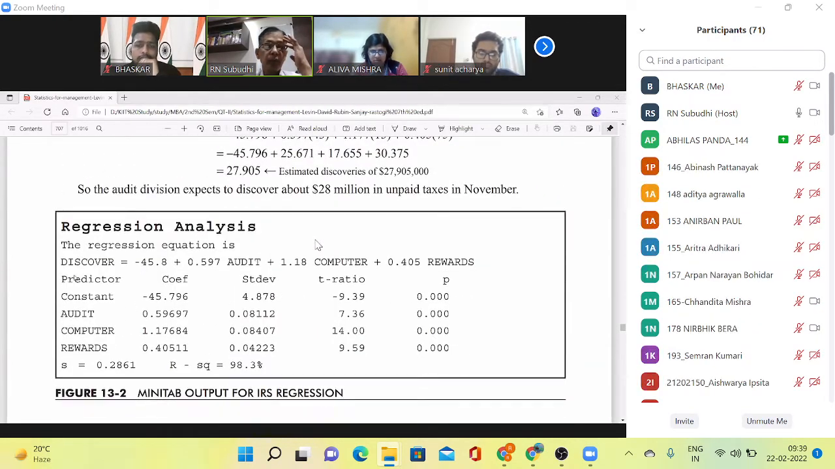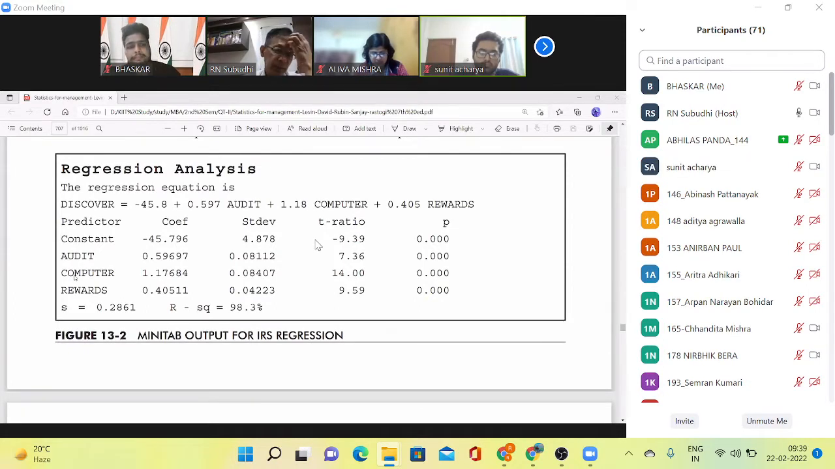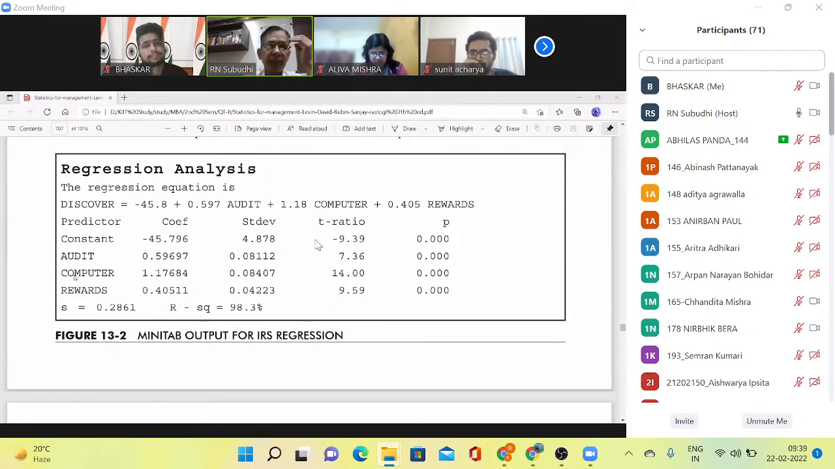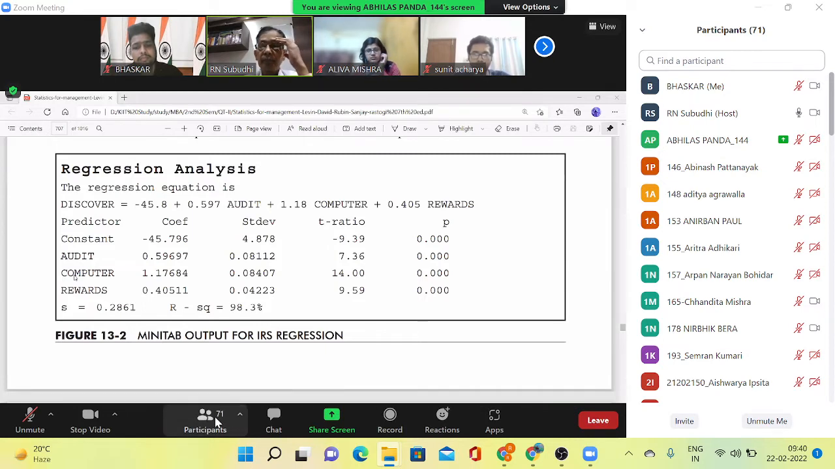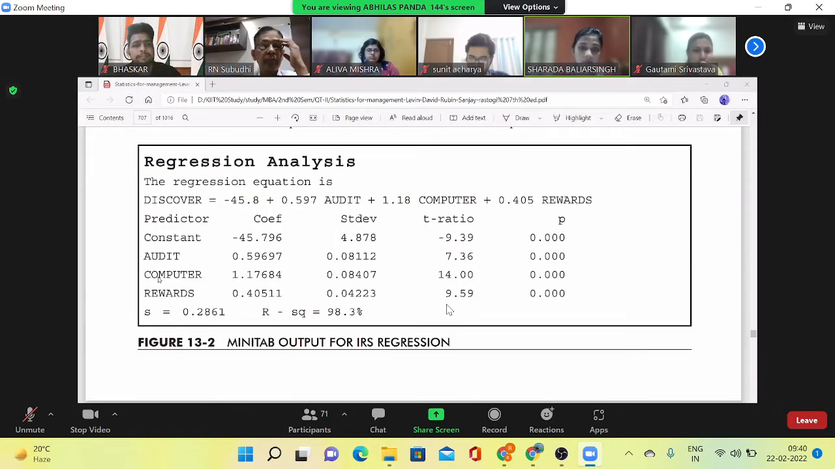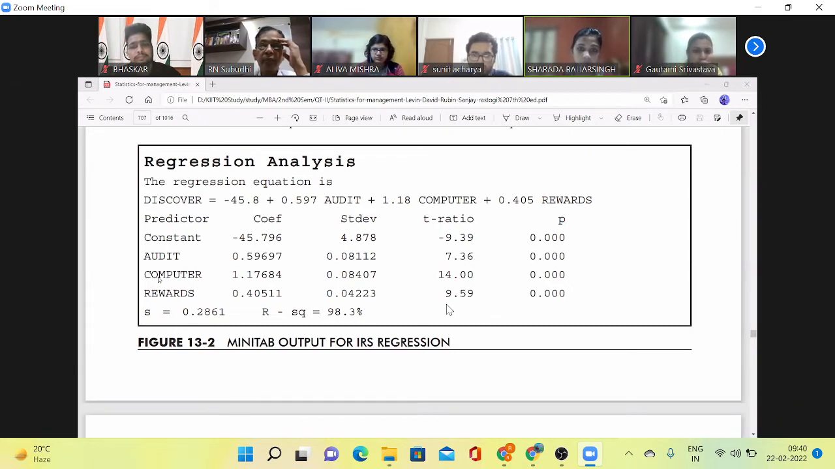In this book, it has given Minitab output and SPSS output. We are discussing in our class Excel output and SPSS output, right? Now here, Nirbhik, you have attended my last class? No. Very good. Sarada, out of this, what values are important for us? So coefficients, then the p-value, and R square. Next table, page down.